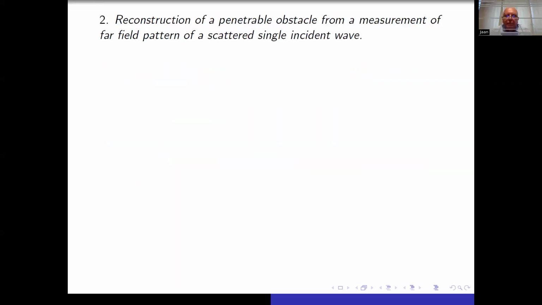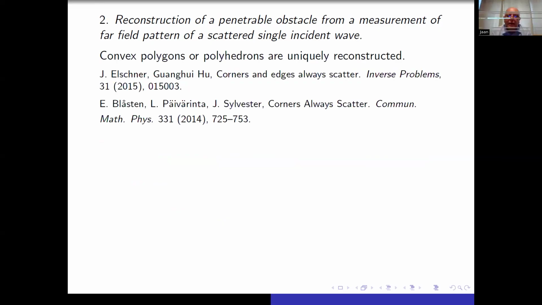Another example I take from the reconstruction of obstacles from measurement of far-field patterns, and there the uniqueness results are known also in some non-smooth cases, especially in the case of polygons, and in the general smooth case it is an open question.